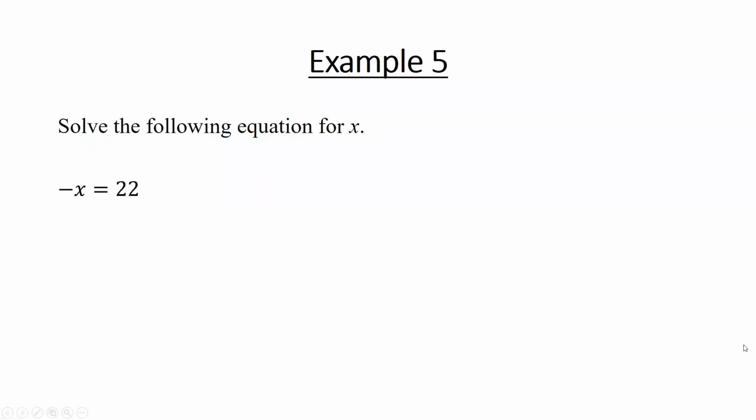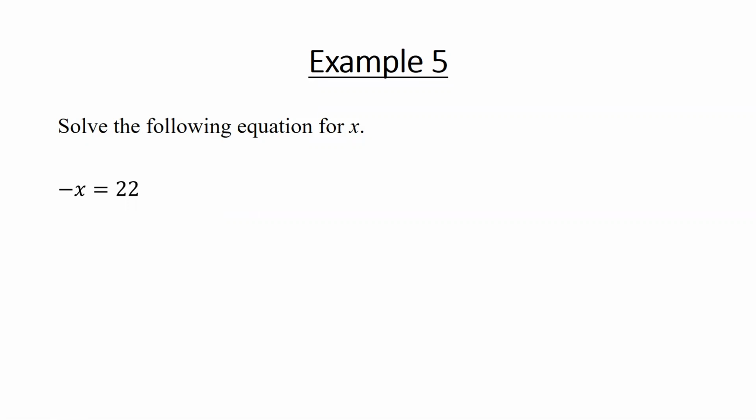Now let's take a look at two more examples of solving one-step linear equations. These are slightly less straightforward, so that's why I wanted to discuss them separately. First example that I wanted to talk about is this equation, negative x equals 22.